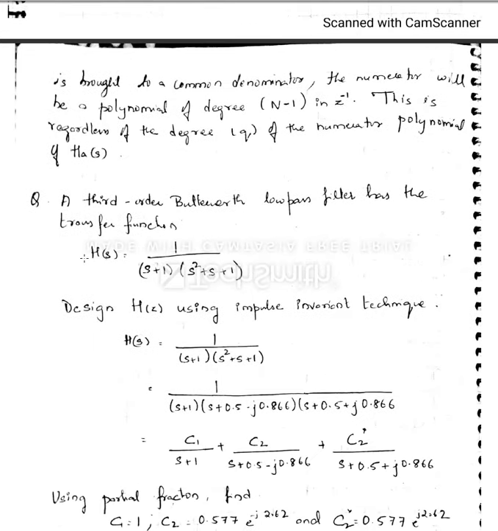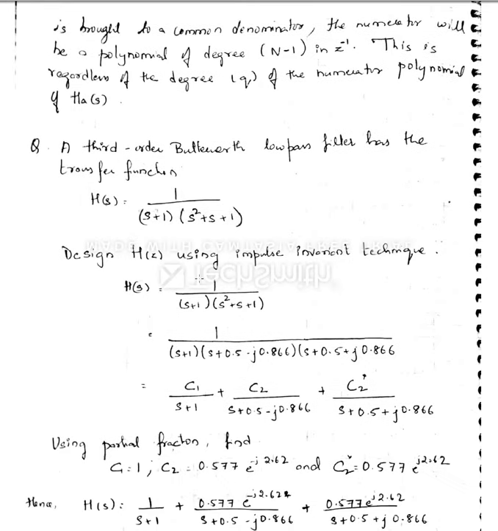Okay, all right, let's see a problem. A third order Butterworth, that means N is equal to 3, low pass filter has a transfer function as H of s equal to so and so. Now see, they have already given the transfer function. This is the analog transfer function. You should understand it is H of s. You have to convert this analog transfer function into the digital one, that is nothing but H of z.